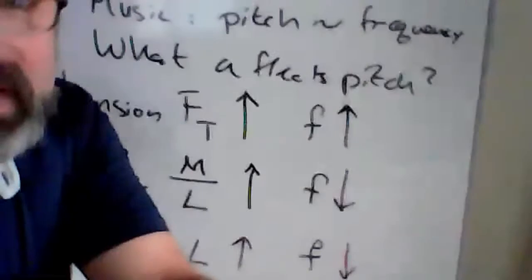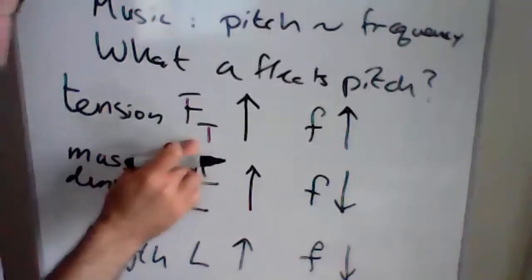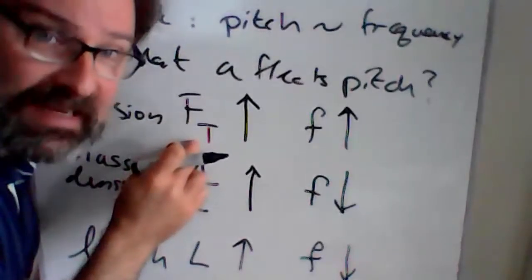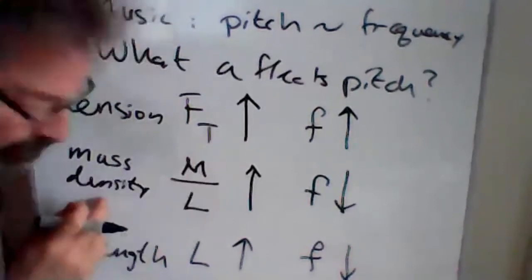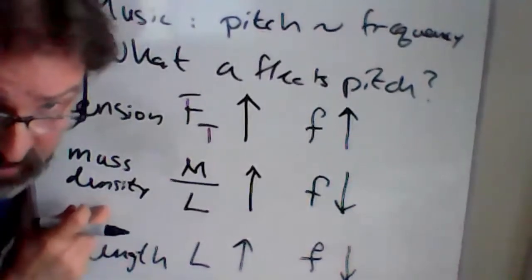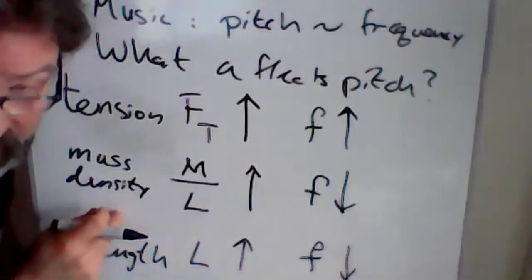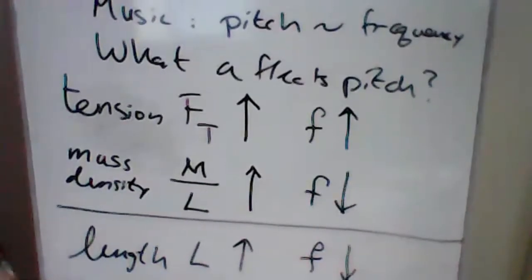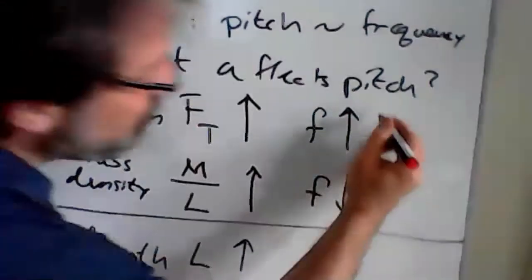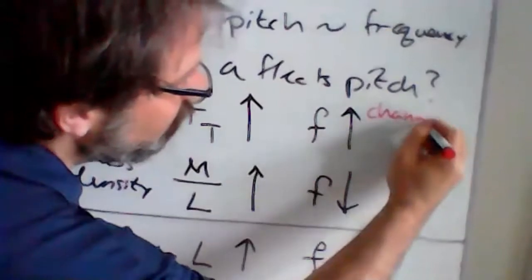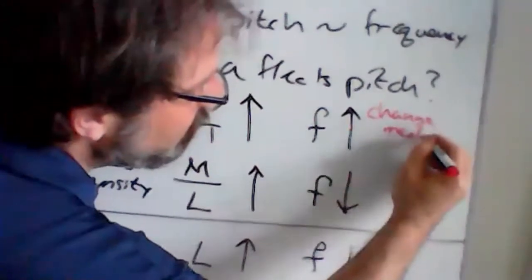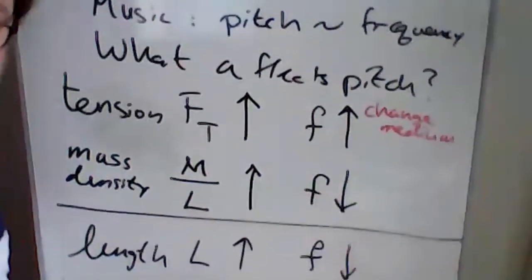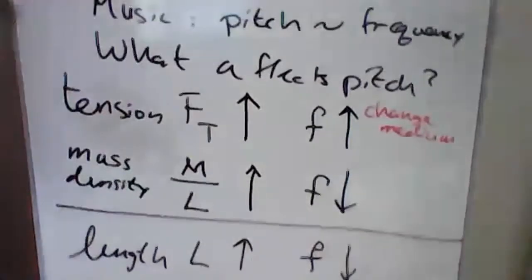When we vary the tension, we're varying the material, the medium that the wave goes through. When we change the mass density, we also change the material, the medium that the wave goes through. So these two are distinct, because these two change the medium, and this one does not.